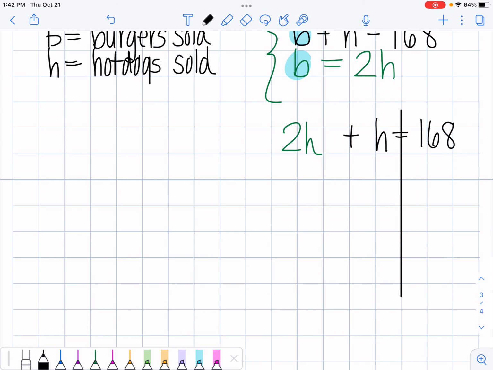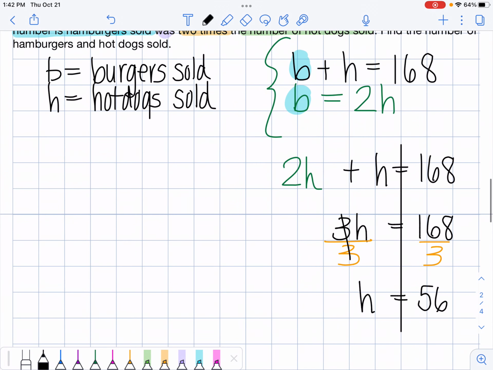So I'm going to combine together my like terms. 2H plus H gives me 3H. To get H by itself, I have to get rid of that 3, so I'm going to divide both sides by 3. These cancel each other out. You can use a calculator. 168 divided by 3 gives you 56. So that means H is 56 hot dogs. So I'm going to write this up here.